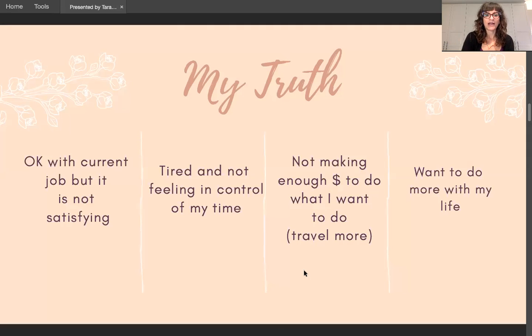So here's some of my truth. I've gone through this exercise a couple of times, but when I did it more recently in the last couple of weeks, my truth is that while I'm okay with my current job, I'm not finding it particularly satisfying. It's not something that I think is using the best of my skills. And while it lets me shine in some areas, it doesn't let me shine in other areas. And I'm all about shining.